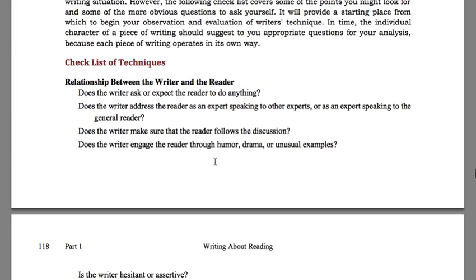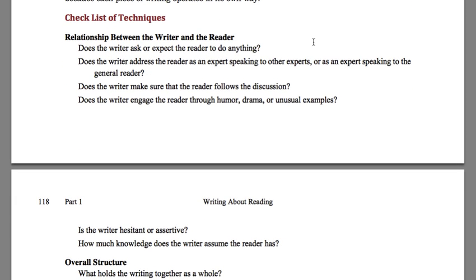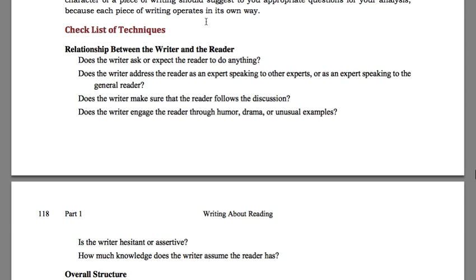And things to consider. Bazerman asks us to consider the relationship between the writer and the reader. The writer has, supposedly, come up with some sort of relationship. If you might think back to The Craft of Writing, it asks us to think about the role that we as writers want to assume and the roles that we imagine our audience assuming. And so that relationship, is the writer asking the reader to do anything? Or is the reader just supposed to be passive? Does the writer address the reader as an expert speaking to other experts, or is it an expert speaking to a general reader?